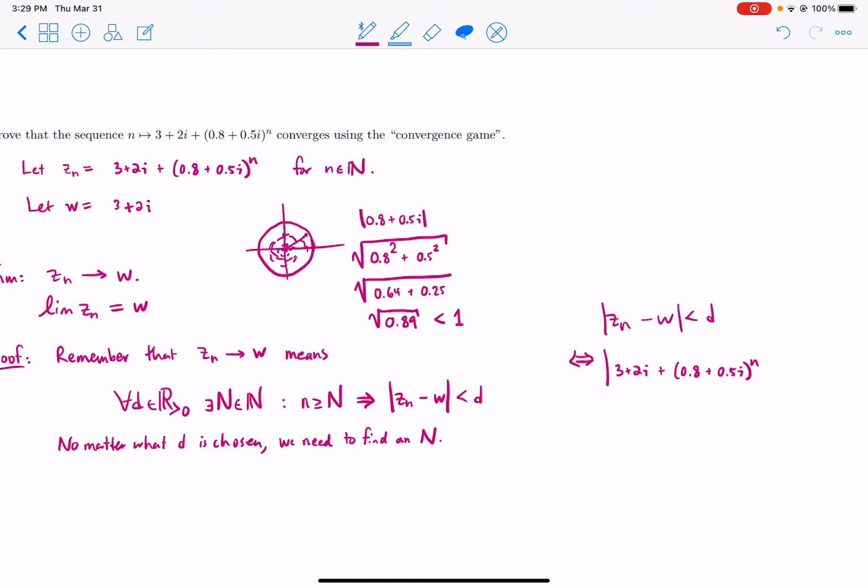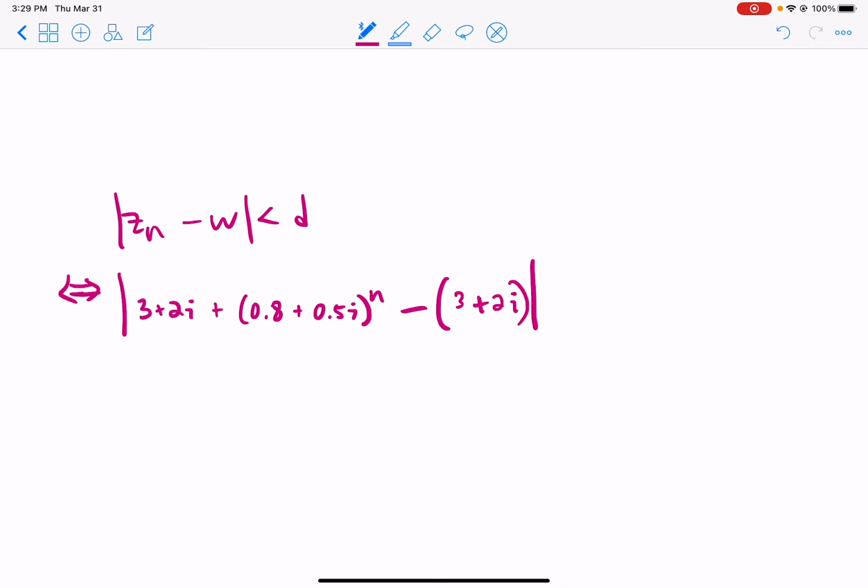There's z to the n, and now I need to subtract what? I need to subtract w. Okay, well that is nice, because these just go away. Okay, so then this is true if and only if this is true.